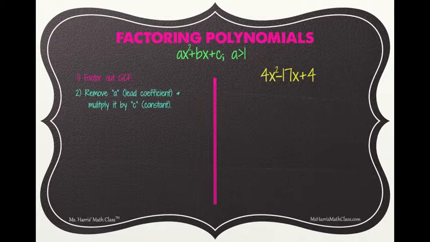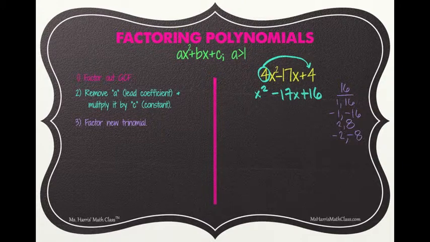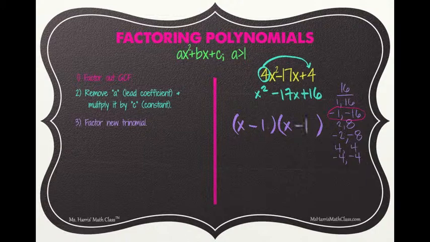Step 2. Remove the lead coefficient and multiply it by the constant. We'll circle the 4 and multiply it by the constant 4. And then we'll write our new trinomial, which is x squared minus 17x plus 16. We'll then factor our new trinomial. Write out the factors of positive 16, remembering to include negative factors, and find the pair that has a sum of negative 17, which is negative 1, negative 16.